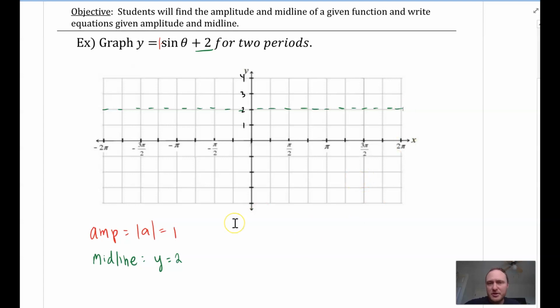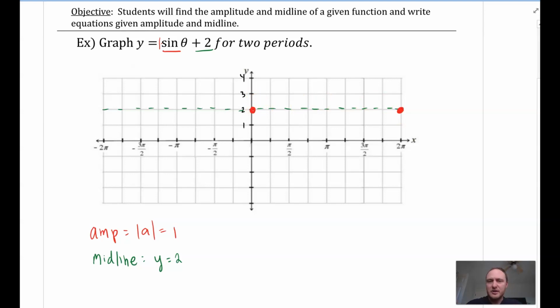So I have my amplitude, I have my midline, I've graphed my midline. Now I need to know, what is my starting point for my graph? Well, I have a sine function, and sine functions, if you remember, started at the origin, at 0, 0. Really, they started on the midline, and in this case, since we had a vertical shift up 2, my graph starts at the midline, and it's also going to end on the midline. Since my period is 2 pi, here's my starting point and my ending point.